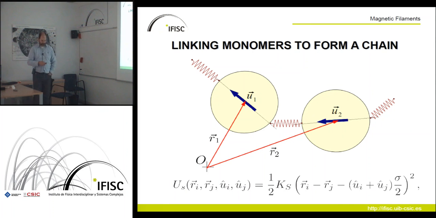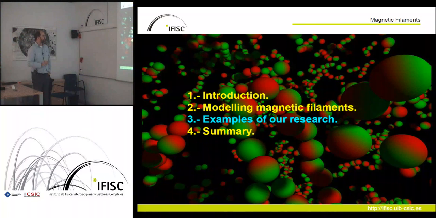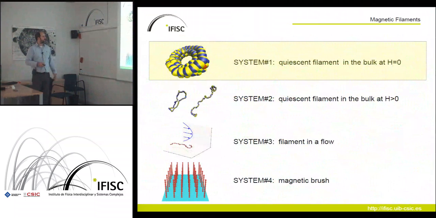Okay. So once we have explained what magnetic filaments are, and how we model them, I will now provide you four different examples of what we do in our research. The first thing I will show you is how we deal with a single chain in the bulk, so alone, without anything around. And this represents somehow the limit of a magnetic solution, in the limit of infinite dilution.